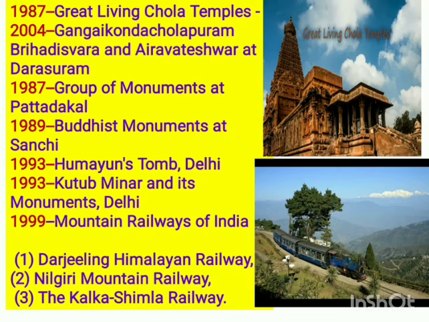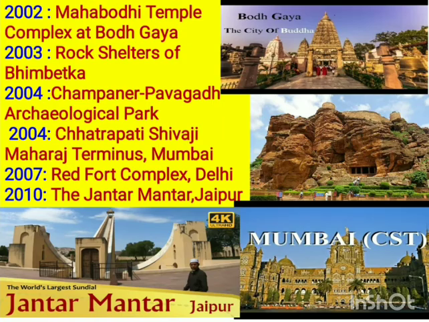1993, we had Humayun's tomb, Delhi, Qutub Minar and its monuments, Delhi. And 1999, we had the mountain railways of India. We have 3 mountainous railways: Darjeeling Himalayan Railway, Nilgiri Mountain Railway, and the Kalka Shimla Railway. 2002, we had Mahabodhi Temple Complex at Bodh Gaya. 2003, rock shelters of Bhimbetka.